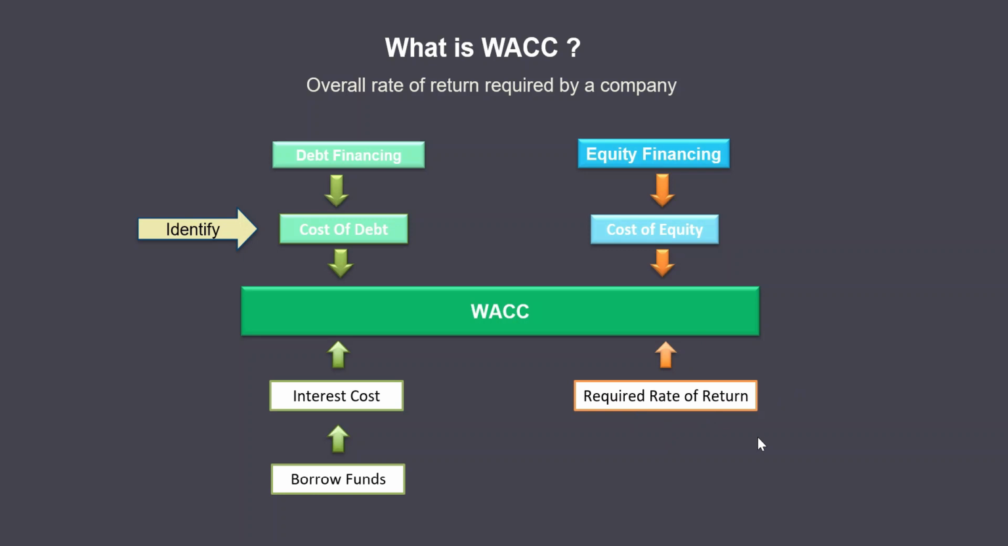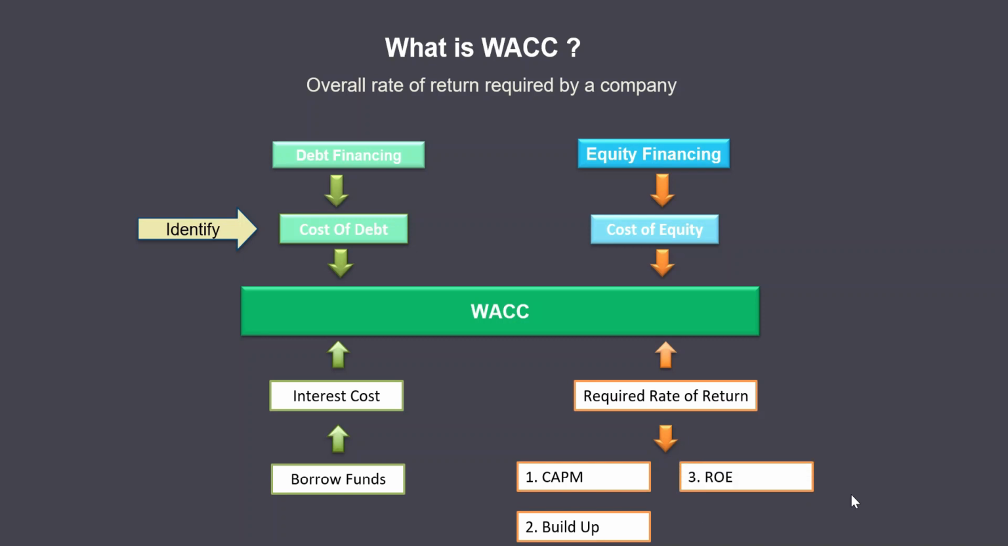To calculate that, there are a number of ways. You can use the capital assets pricing model to calculate the required rate of return, which we call CAPM. Or you can use the build-up method, or the ROE, return on equity method, or the dividend yield method. In this video I am going to focus on the first method, the capital assets pricing model. What do you mean by CAPM and how do you calculate the required rate of return based on CAPM?